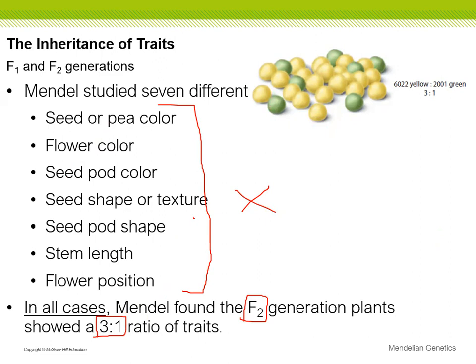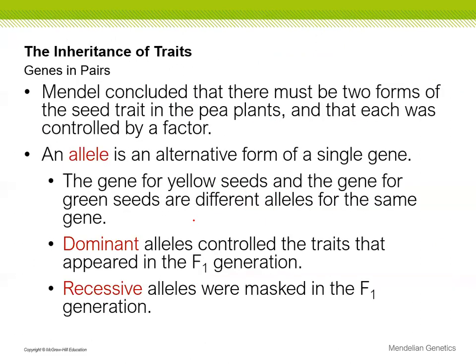So we're starting to introduce some more terminology here, and this is going to be something we're going to use a lot for the next 2 weeks. So first off, what we've concluded is that there are 2 forms of traits, and that each is controlled by a factor. Don't need to write that down. But these traits go by something called an allele. So an allele is a type of a gene. So when we have an allele, if we're looking at color, for example, I have one gene that controls color, and it can either be yellow or it can be green.